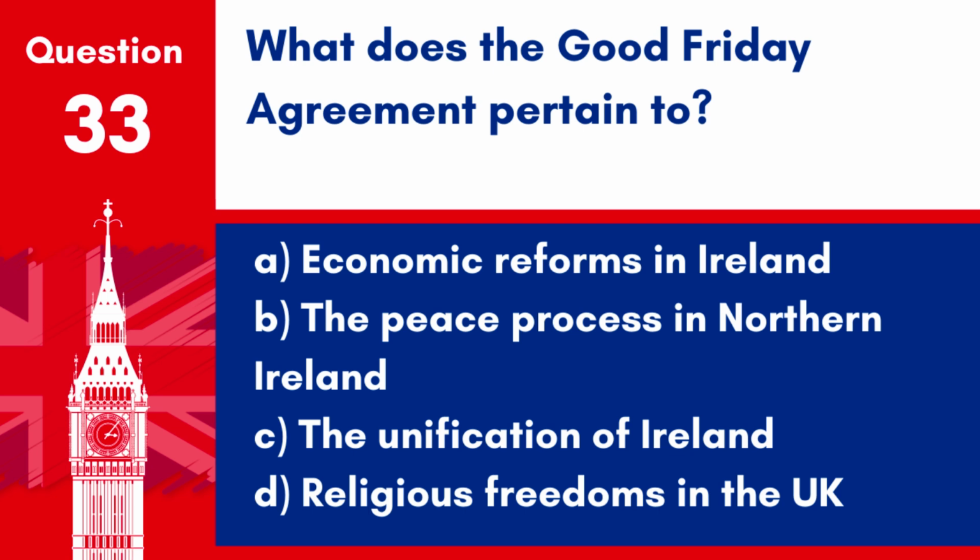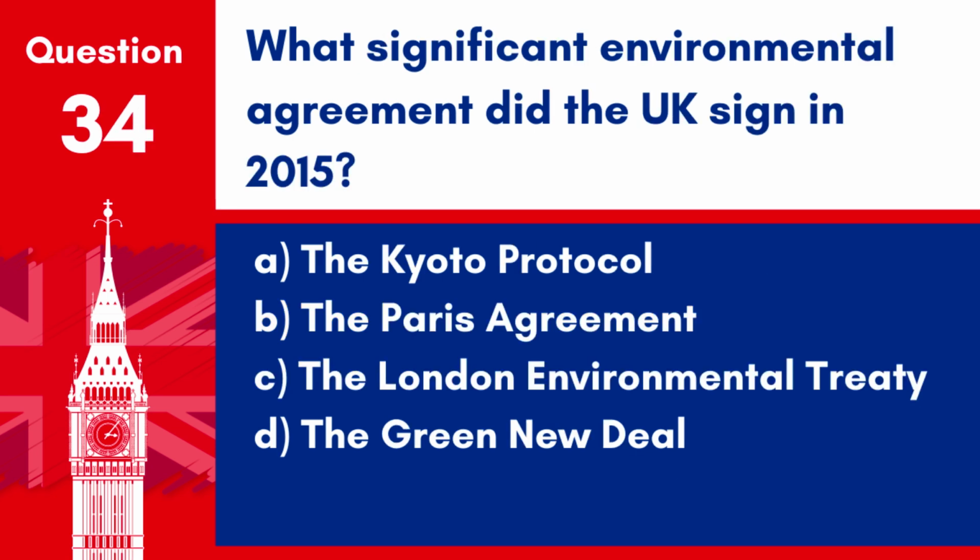Question 33. What does the Good Friday Agreement pertain to? A. Economic reforms in Ireland. B. The peace process in Northern Ireland. C. The unification of Ireland. D. Religious freedoms in the UK. Answer. B. The peace process in Northern Ireland. The Good Friday Agreement pertains to the peace process in Northern Ireland, aiming to end the conflict known as the Troubles.